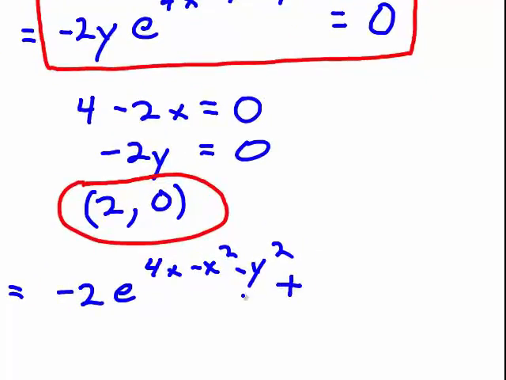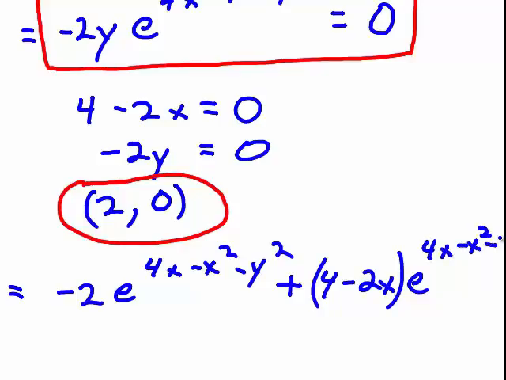plus the first times the derivative of the second. Now, okay, the derivative of the second is just going to be the exponential function times the derivative of the exponent, which will just give me another factor of 4 minus 2x. So I'll just square that guy, and there's your derivative.